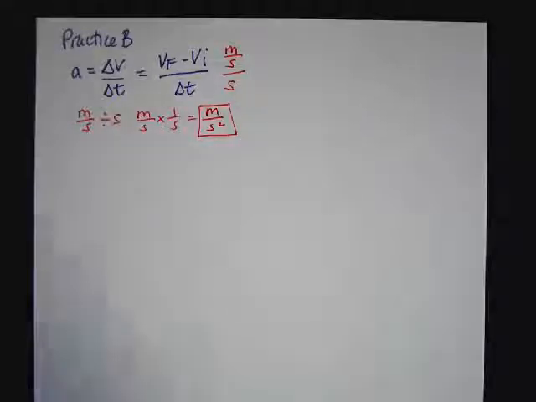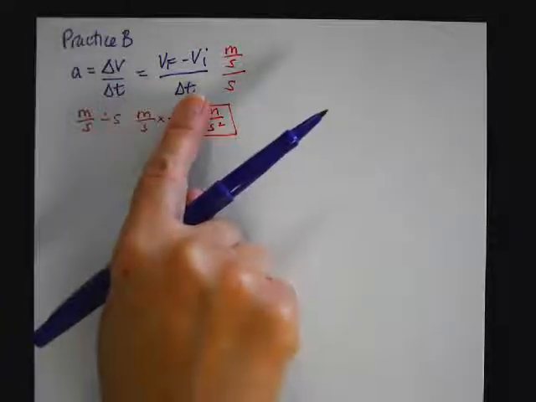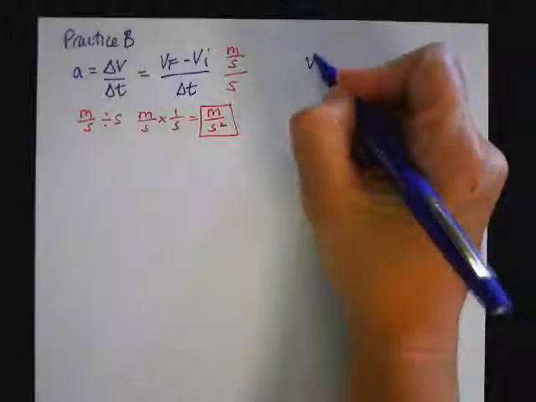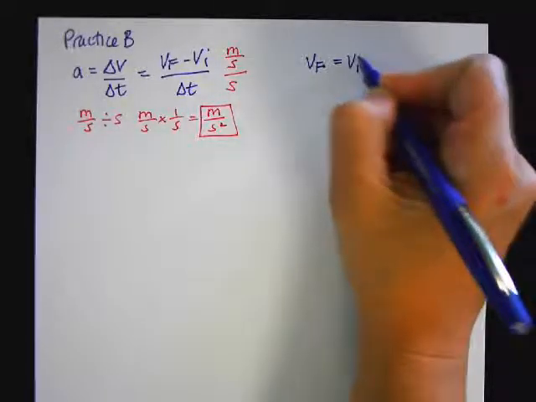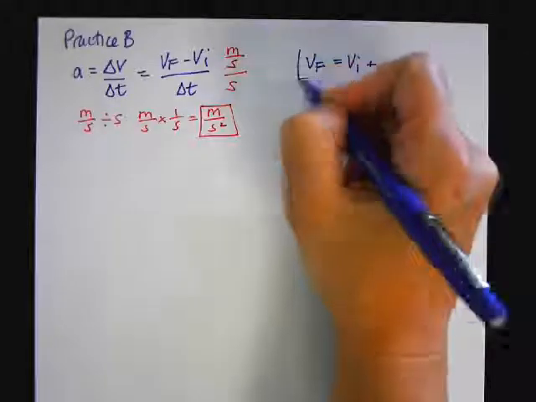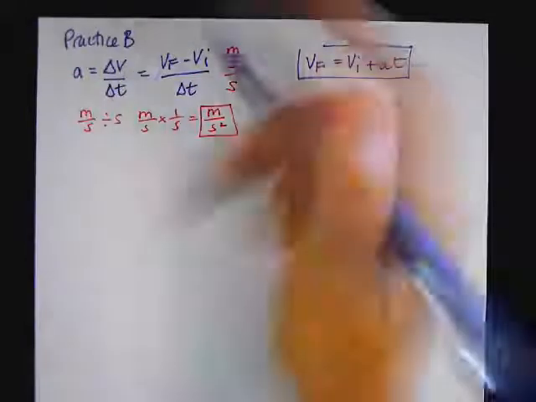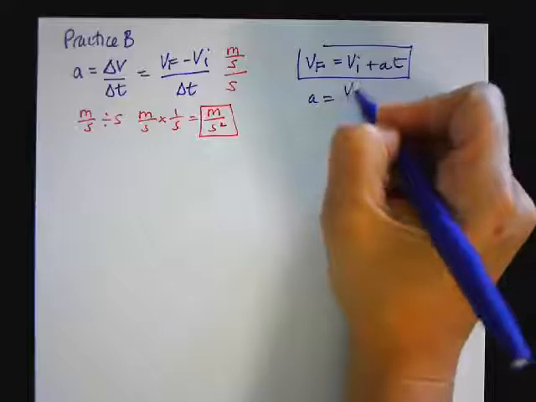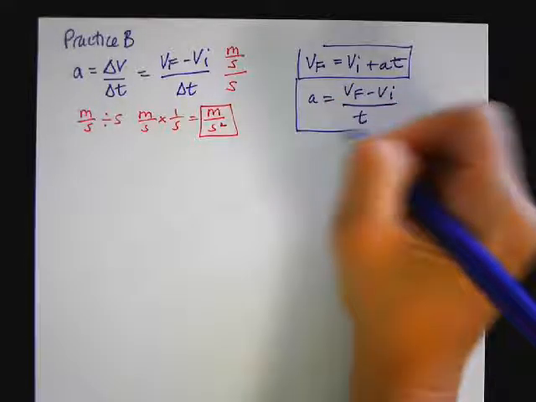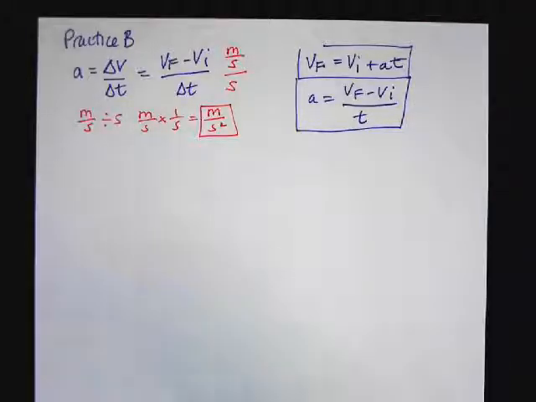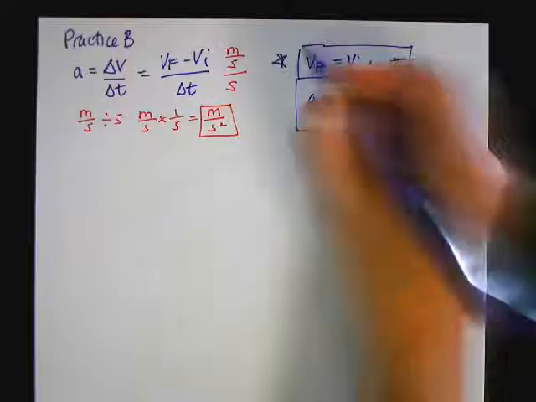Okay. Now we could take the same equation and rearrange it. So a lot of times you'll see in your book this equation looks like VF is equal to VI plus AT, which is the same as A is equal to VF minus VI over T. Okay, it's all the same thing. So usually you would memorize it in this form.